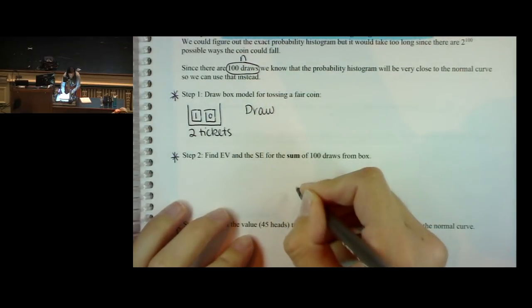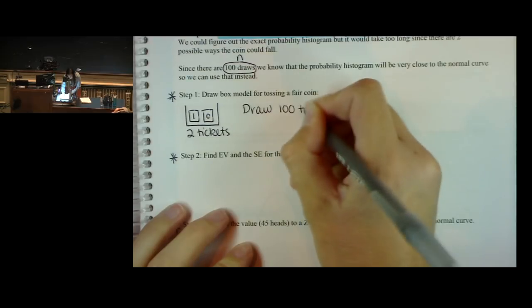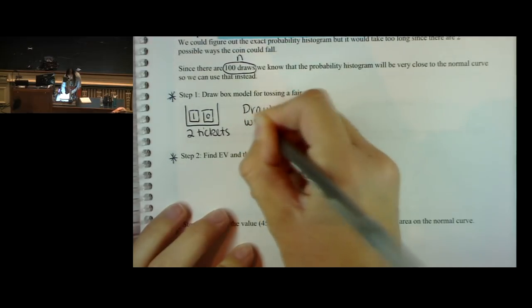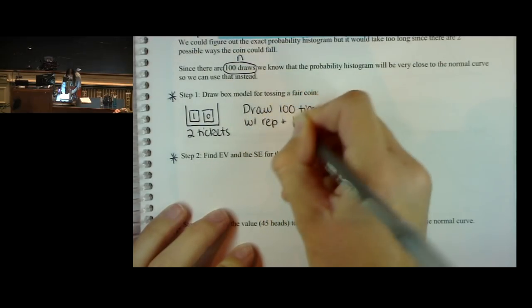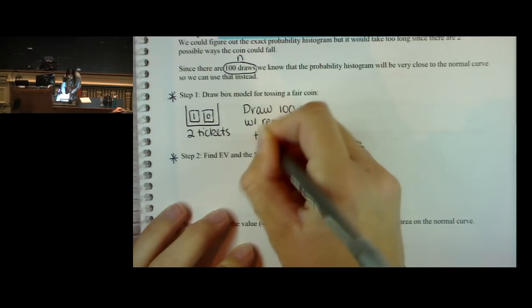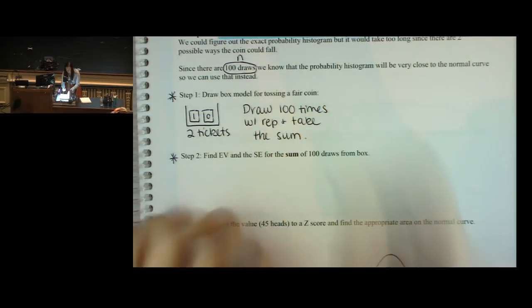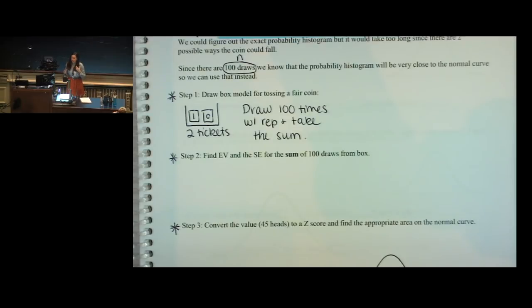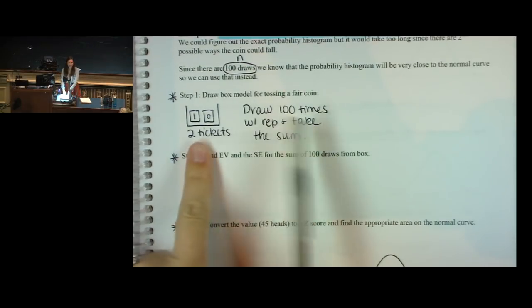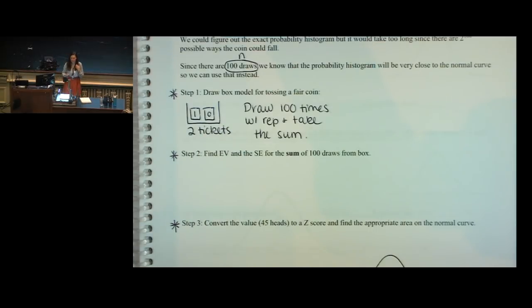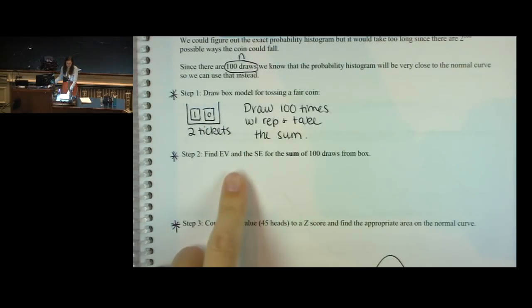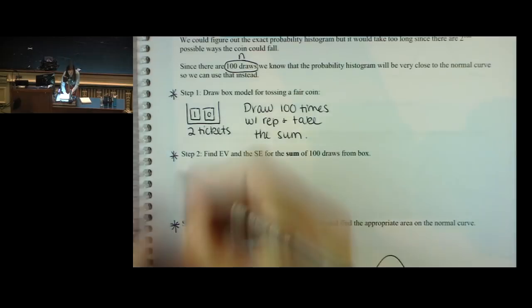That's the same thing as if I draw 100 times with replacement and take the sum. All right, so we're simulating flipping a coin with this box model. And so that's step one. Why did we have to do step one? Well, because in step two, it says to find the expected value and standard error of the sum.